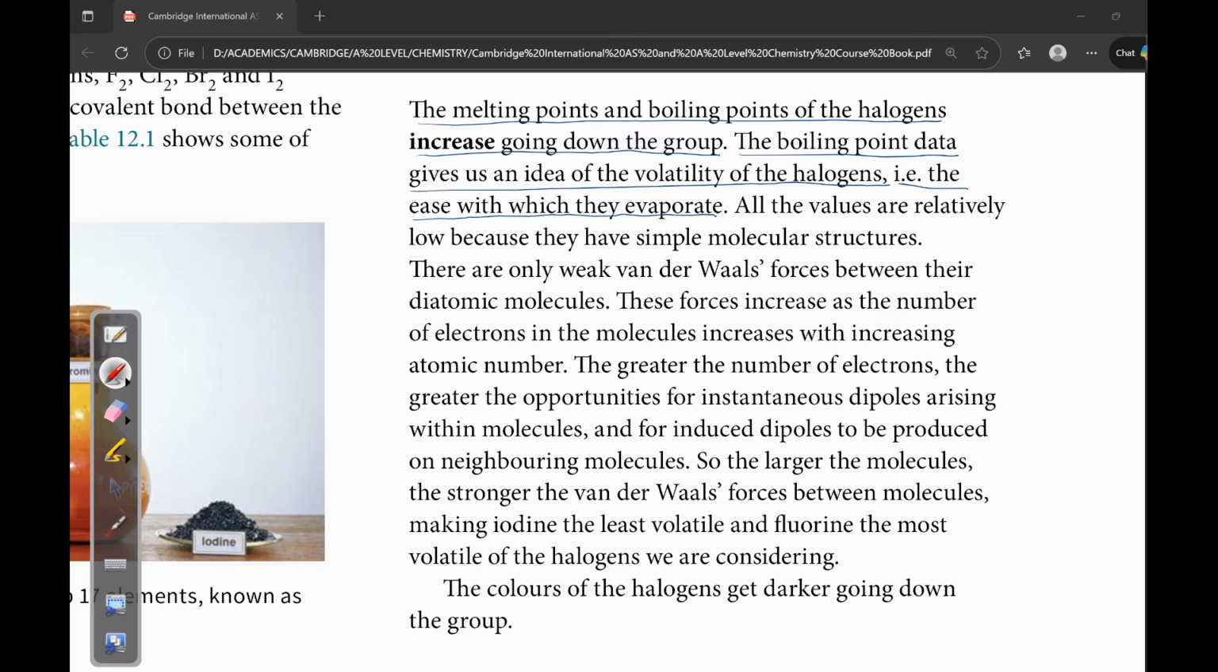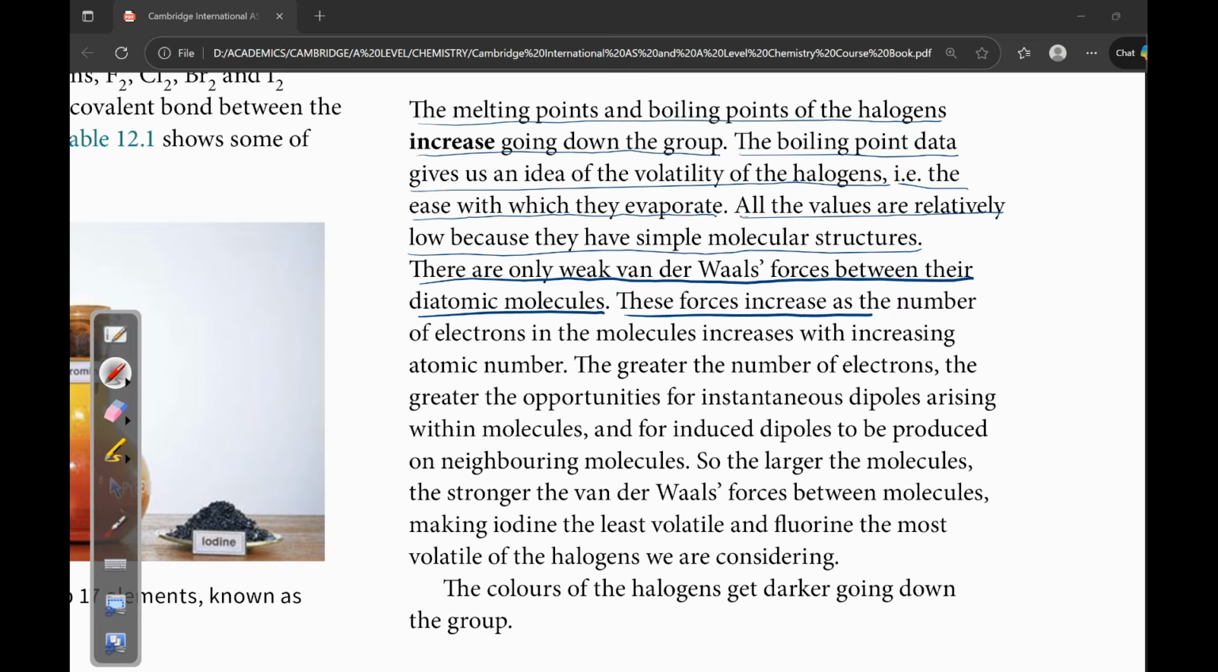Because we are going to turn a liquid into the gas. So we keep on changing what is a solid, then it goes to the liquid, and then from the liquid to the gas. So all the values are relatively low because they have simple molecular structures. Simple molecular structures. There are only weak van der Waals forces between their diatomic molecules.